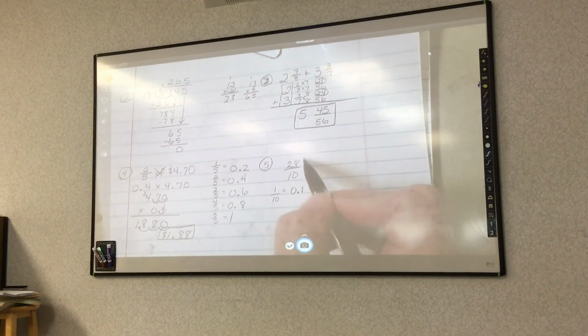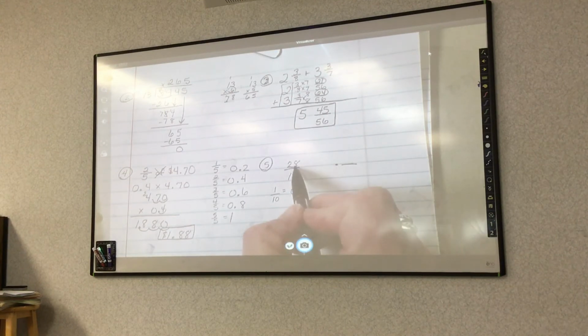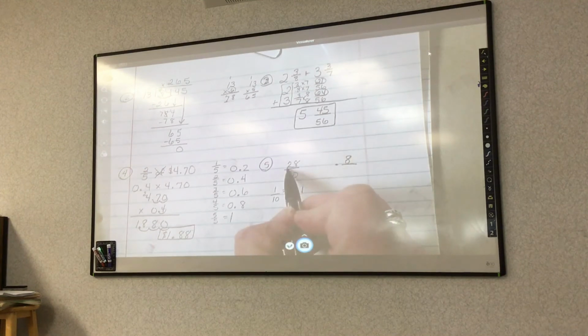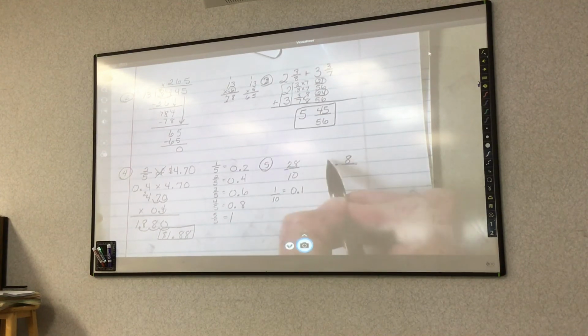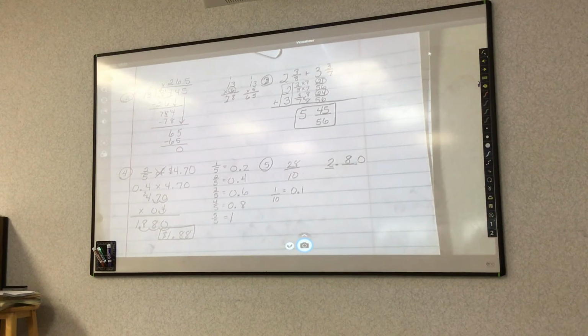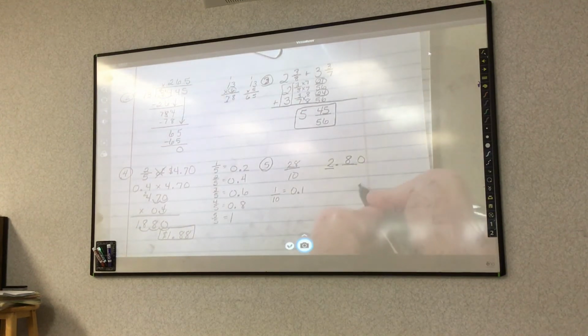If it's double digits, I know I need to end in the tenths place, so what digit would end in the tenths place? The 8. So where would the 2 go? Before it, so it would be in the ones place. Now I need to have a 0. But it's not always going to work like that, so we're going to take 28 divided by 10.